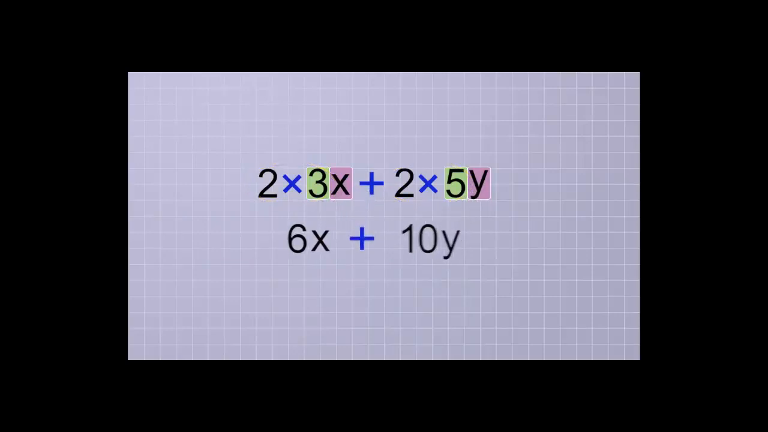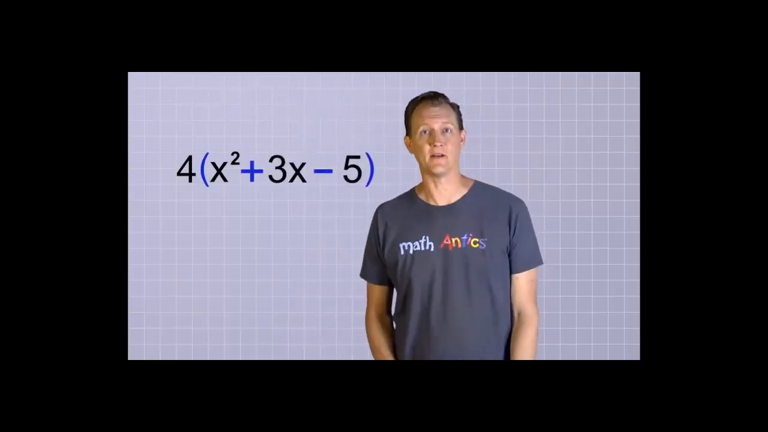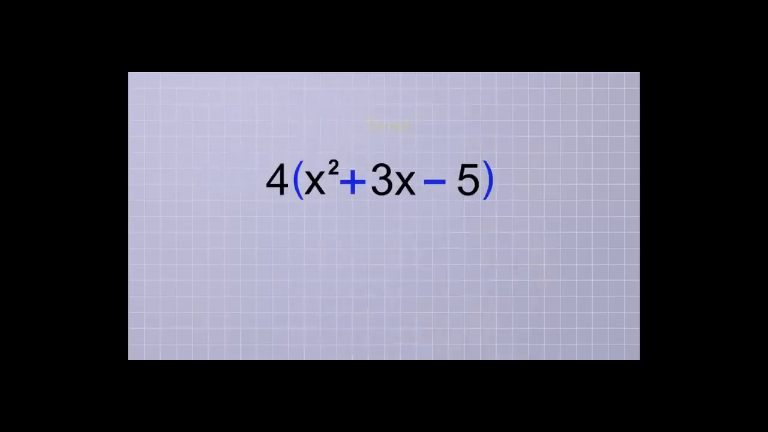So the distributed form is 6x plus 10y. Let's try another example of a factor times a polynomial: 4 times the group x squared plus 3x minus 5. First, we need to identify the terms of this polynomial, so when we distribute the factor, we just make one copy of it for each term. This polynomial has 3 terms: x squared, positive 3x, and negative 5.